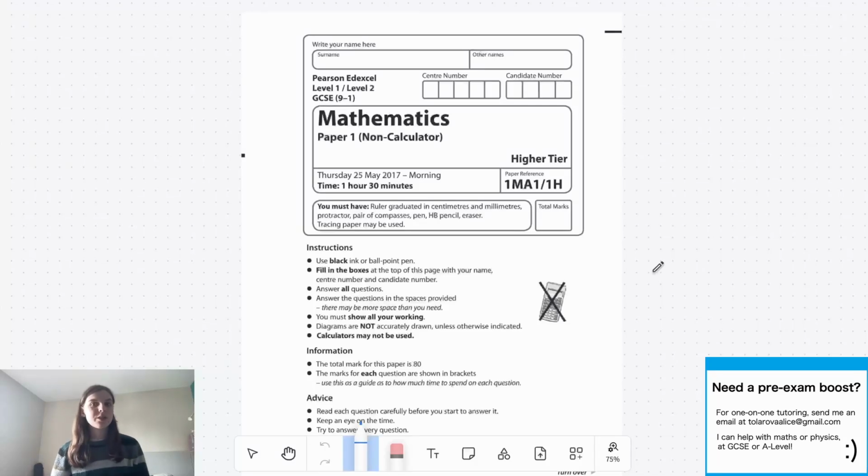Hello everyone, let's go through a maths past paper together. Today we'll be going through an Edexcel higher non-calculator paper. I'll leave a link to the questions down below if you want to give it a go yourself first. With that said, let's get started.